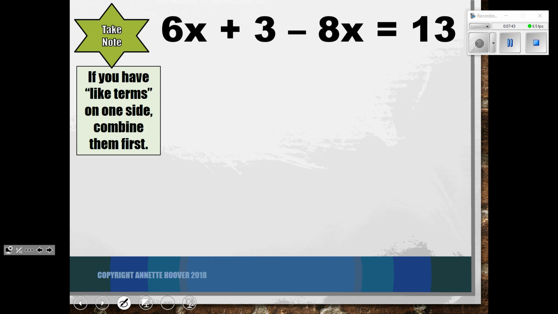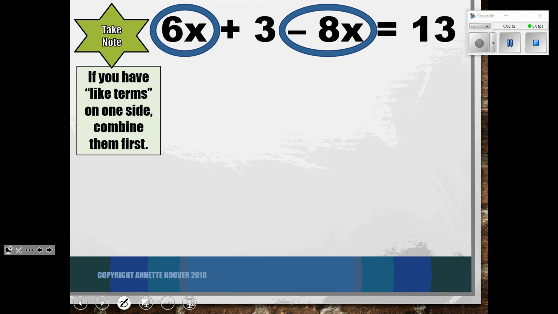Now this is where we're going to move on and start having multi-step equations. If you look up here on the left side, we have the variable twice. So we have something that we call like terms. They're like terms because they have the same variable. X is the same variable. That means the same number is being multiplied by both a -8 and a +6. So what we're going to do is combine or add like terms first.